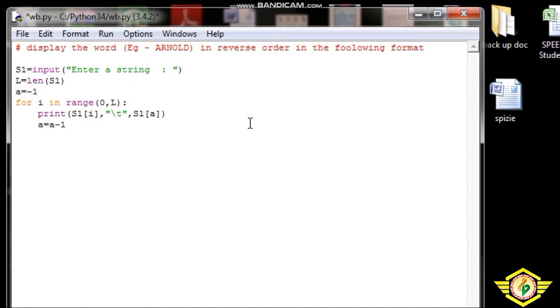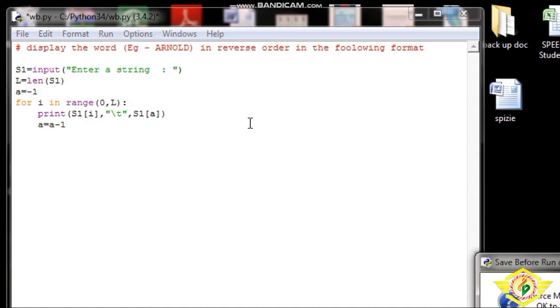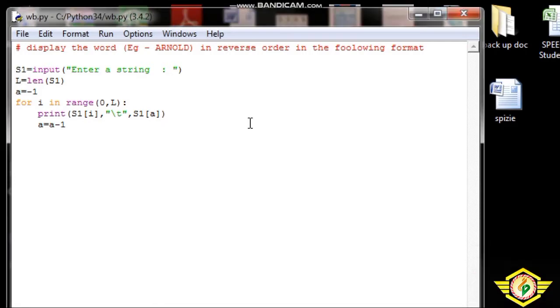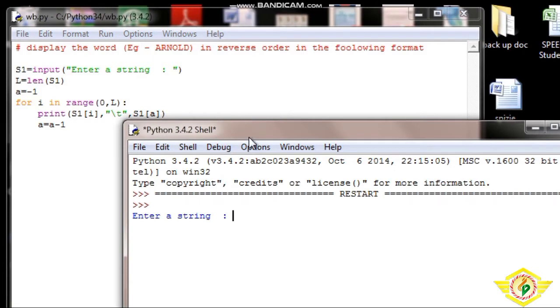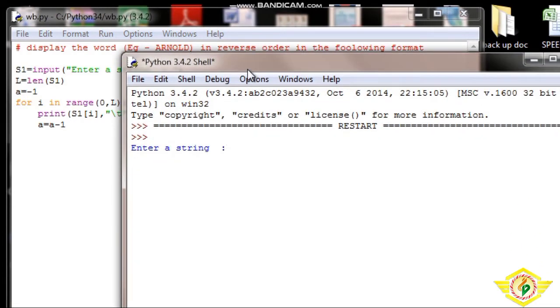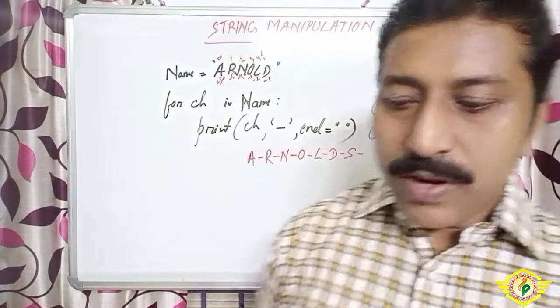So let us execute. By pressing F5, it will ask you to save the programs. Now we'll execute, enter a string. I am writing here Arnolds, ARNOLDS. Now you see, press enter key. So this is your output. I hope students you understood these things. So let us see the next one.